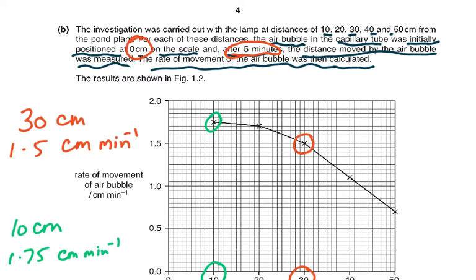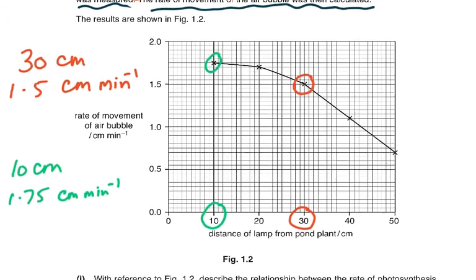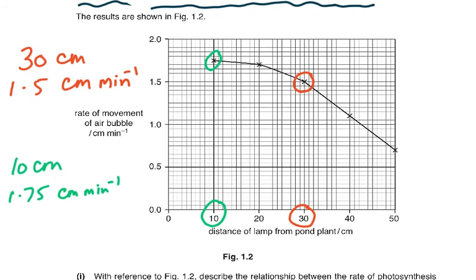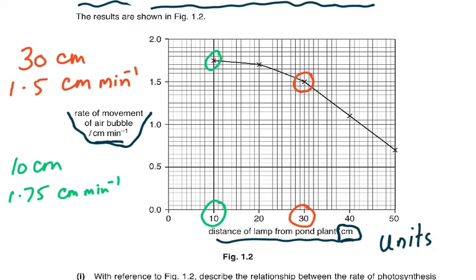Then it says the results are shown in figure 1.2. Now when you look at the results, what do we see? We see distance of lamp from pond plant, and we see here the rate of movement of the air bubble. This is in centimeter per minute, and this is in centimeter only. So please look at the units. You must always give me the units, because as we read the question further, you will understand why.